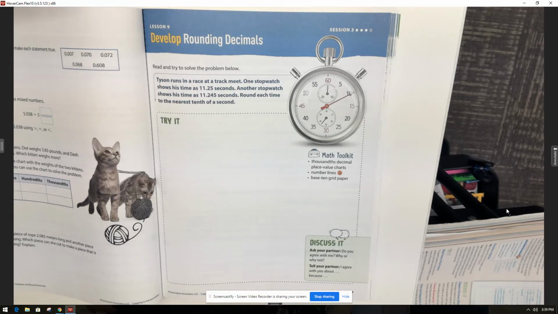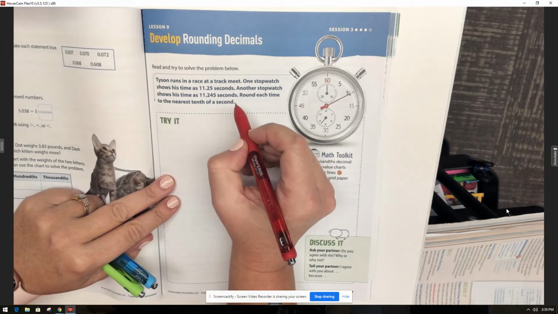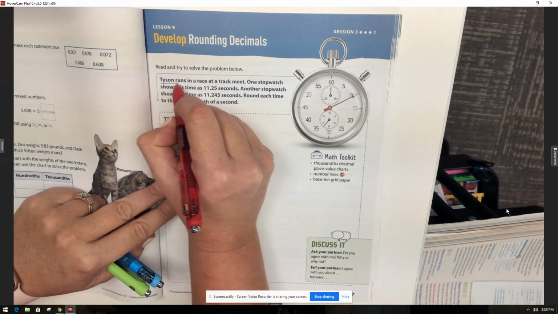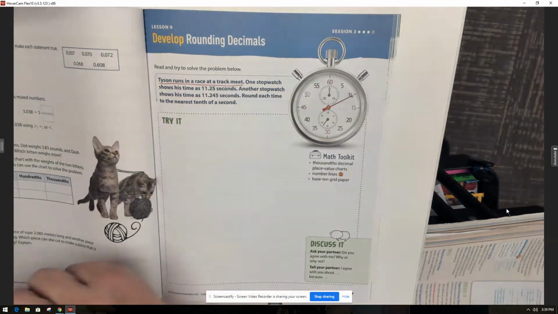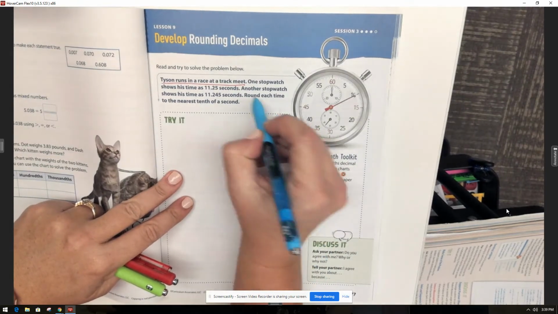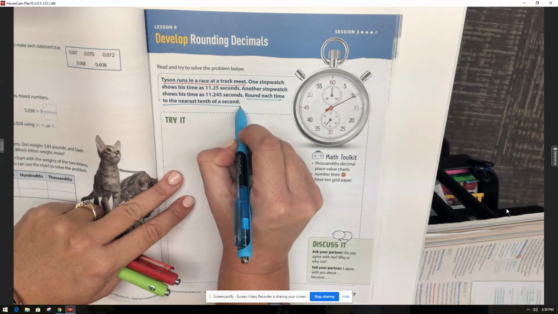Okay, before I told you to pause it, I forgot to go over the important parts of the question, but hopefully by now you do know what those are. So the first question we ask ourselves is, what is this question talking about? And this question is talking about Tyson's run at the track meet. And what we're trying to find out is we are supposed to round each time to the nearest tenth of a second.